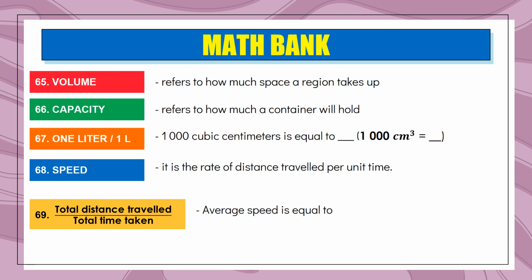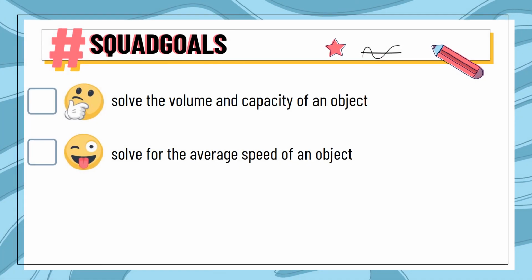And let's see if we have accomplished your squad goals. Okay, so did we solve the volume and capacity of an object? Yes. Did we solve for the average speed of an object? Yes as well. Good job on this, grade 7. If you're having trouble understanding volume and capacity and even speed, kindly go back to the slides.